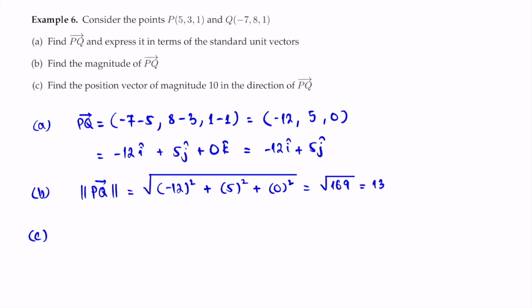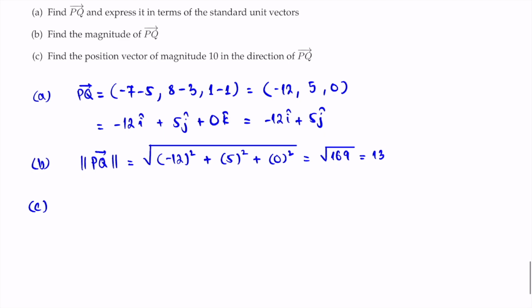So again, I want to mention that the position vector is the vector that is parallel to the vector PQ, right? Where the position vector's initial point is at the origin, and the terminal point is at the point (-12, 5, 0). So find the position vector of magnitude 10 in the direction of PQ. So what you do is that you're going to find the unit vector of PQ.